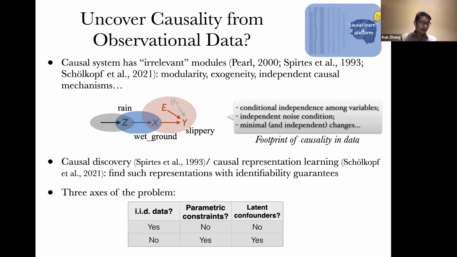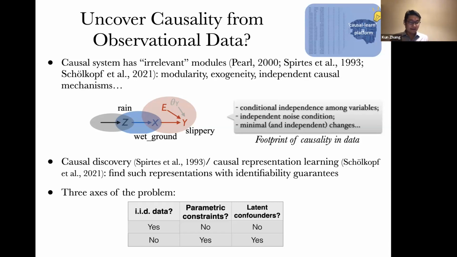Okay, now let's have a look at the settings of the problem. Basically, we can consider three axes of this causal representation learning or even causal discovery problem. The first one is whether we have IID data or non-IID data. Generally speaking, we can benefit from non-IID data because if you have a violation of either of those I's, you may even have temporal information or multiple distributions, then discovering causality would be easier. Why? Because basically causality is about changes.